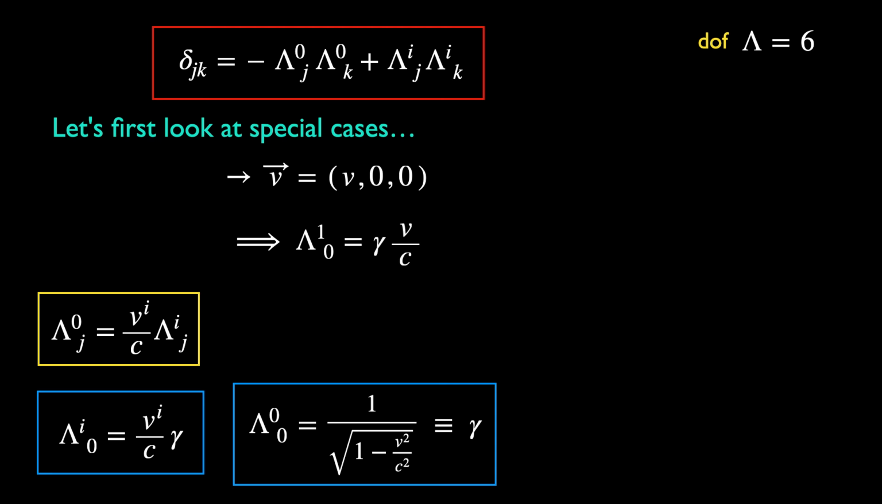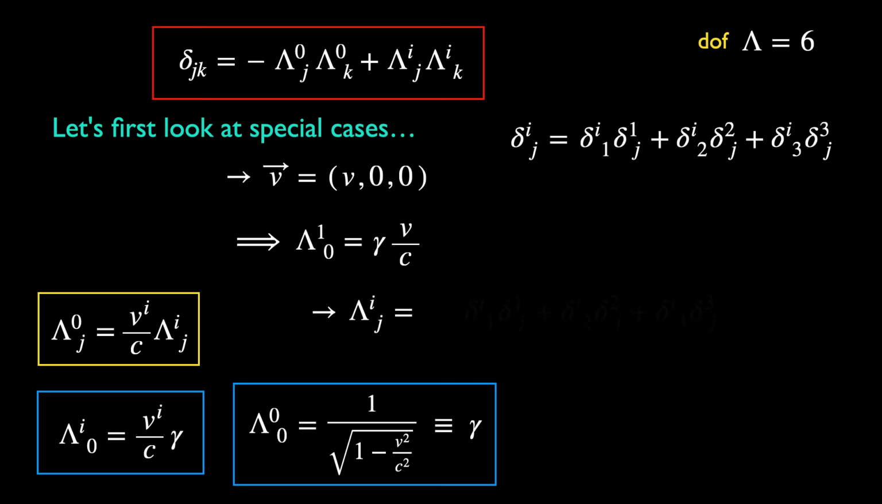Now we have to make a conjecture about lambda ij. First notice that delta ij can be broken down into 3 parts. Each term is a projector of the component along an individual axis. Lambda ij would be equal to delta ij for the trivial case of the identity transformation where v equals 0. As with velocity, we can single out the first axis by introducing a new parameter lambda 1, 1. This would be the deviation from the v equals 0 case. Let's substitute this conjecture into the expression for lambda 0j.